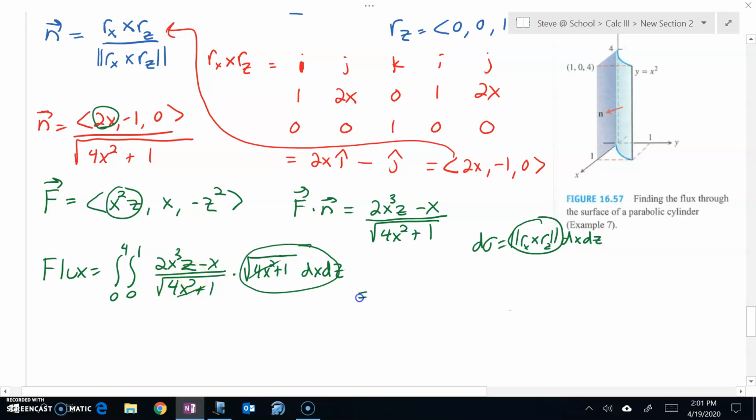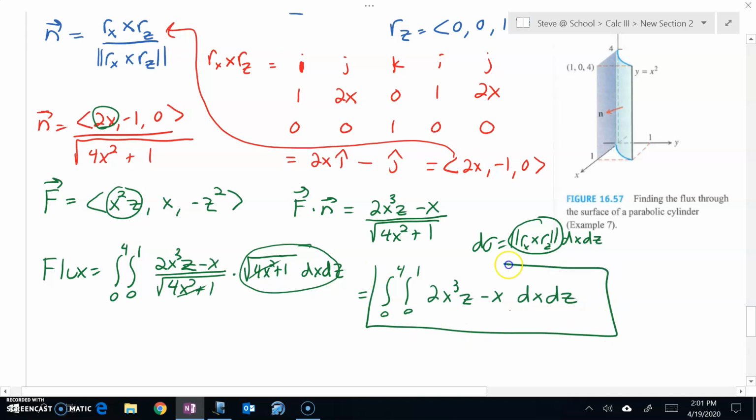So finally, we get a flux integral of 0 to 1 and 0 to 4 of 2x cubed z minus x, dx dz. So that will be my flux integral. I'm going to stop here because the video is long enough. You guys should be able to integrate that. Do x first, then do z. Very simple numbers. I just wanted to go through how to get that information. So that is how you do flux and how you do a surface integral with parametric surfaces.